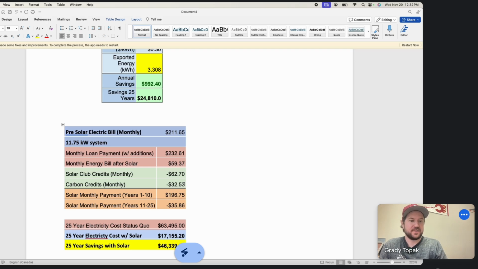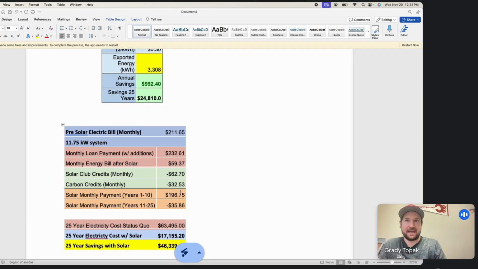And so for the first 10 years of a solar project, when you're using the interest-free loan, I'm going to be dealing with a monthly loan payment. I'm going to be dealing with my post-solar energy bill, and then I'm going to have these Solar Club credits and carbon credits that are going to help offset these costs. This solar monthly payment for years 1 to 10 is really just adding up all 4 of these numbers. And you can see that in my situation, with all of these pieces together, I'm going to be paying about $196.75 on a monthly basis while I'm paying back towards the interest-free loan.